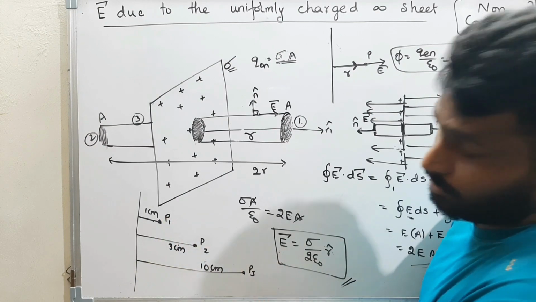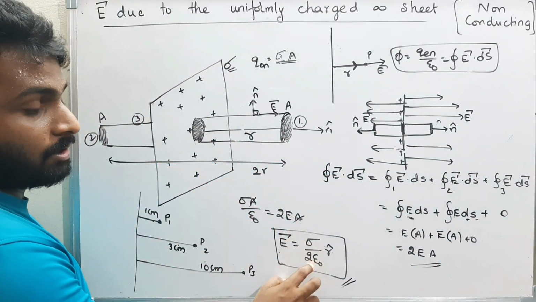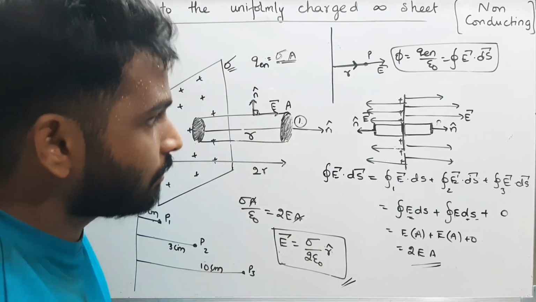I think this is clear. Okay, well and good. I got the electric field due to the infinite non-conducting sheet as sigma by 2 epsilon naught. Please remember that. Okay, next one here.